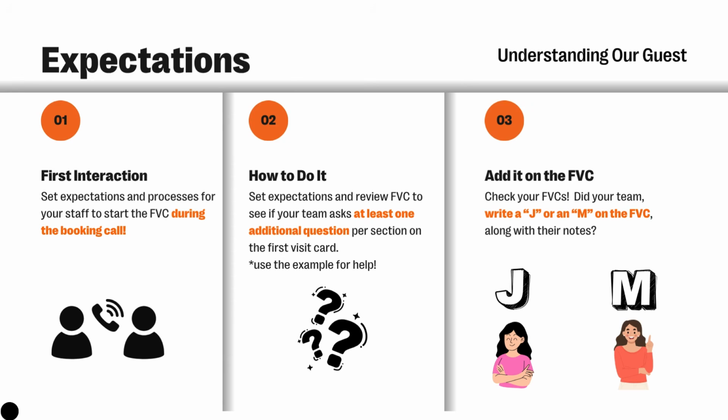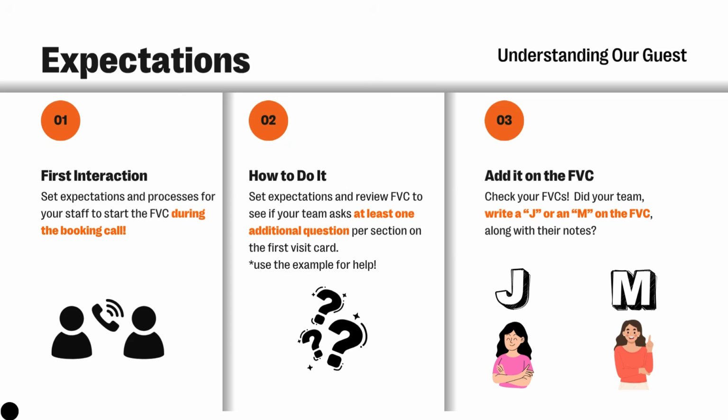Building on that, we're setting the expectations that your team asks at least one additional question per section on the first visit card. Number 2 is really where you come into play, helping your team understand that they don't necessarily need to go through the entire first visit card on the booking call. It's a series of conversations that are happening between the booking call and between the conversations that are happening during our show process and ideally during the VIP experience.